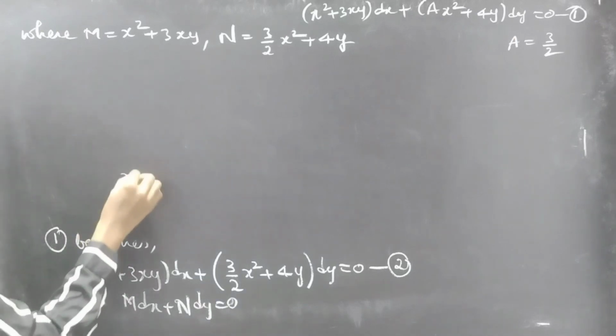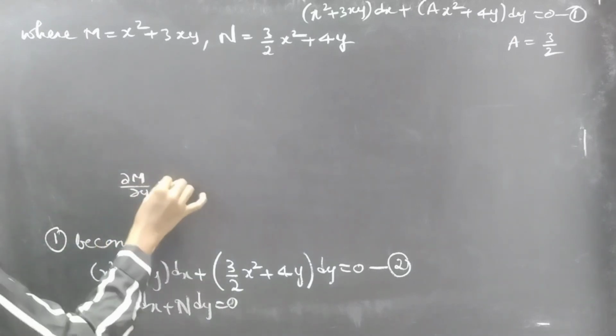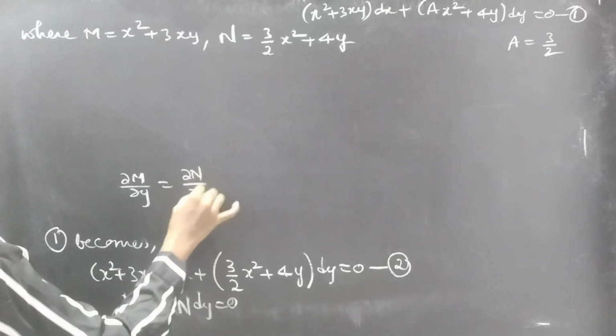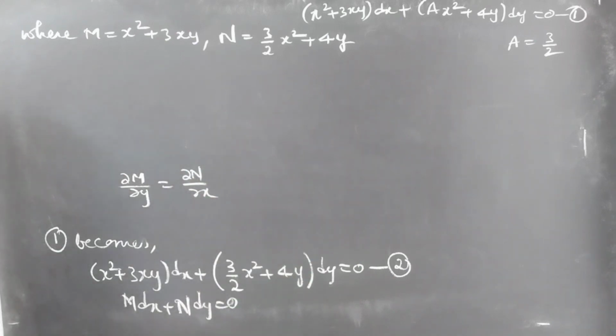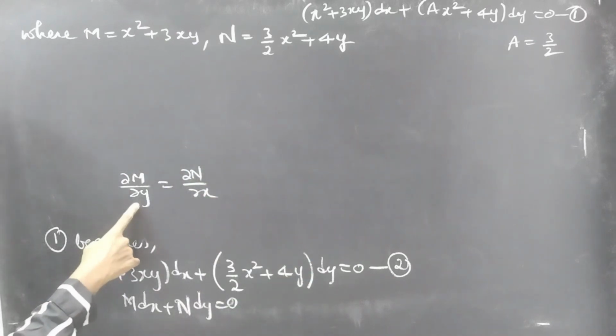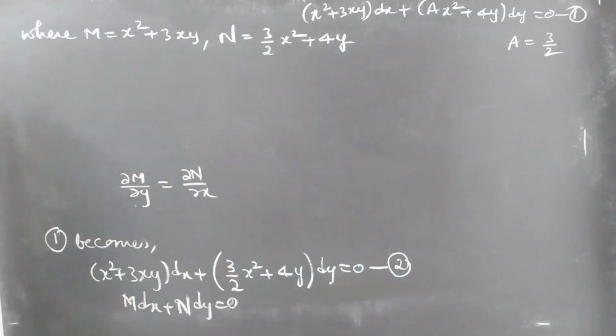We know that when partial derivative of M with respect to y equal to partial derivative of N with respect to x, equation 2 is exact, right? Let's now find partial derivative of M with respect to y and partial derivative of N with respect to x.